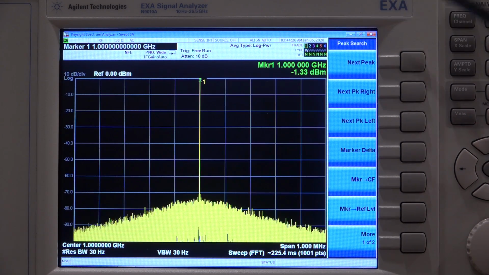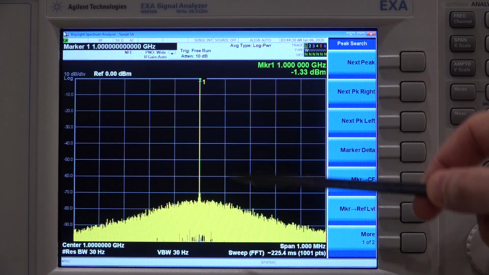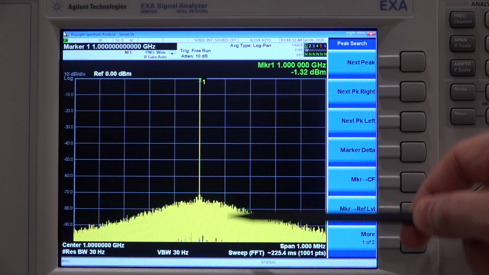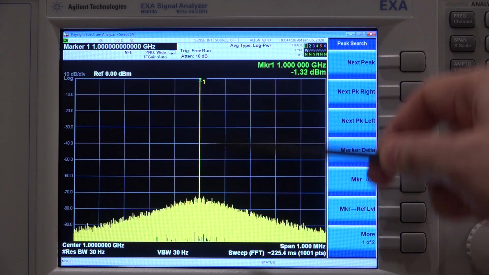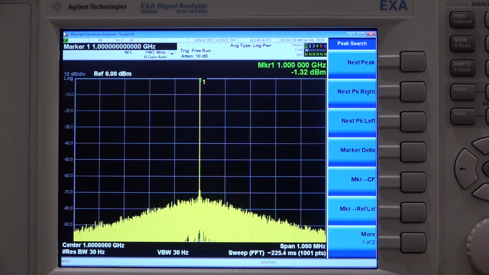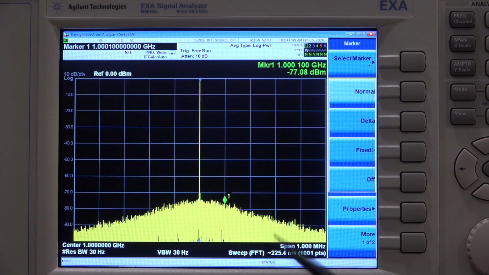As you recall from the theory, we need to compare the power of the carrier to the power in a 1 hertz bin away from the carrier at a particular offset. So we now know the carrier power. Let's say it's around 0 dBm, minus 1 dBm. I can move the marker to a new location. Let's set it to, let's say, 100 kilohertz offset. So there is our marker right here.